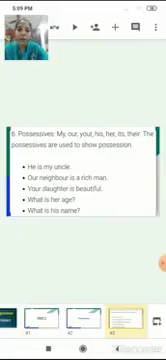Okay, now look at this example. He is my uncle. So the determiner used in this sentence is my. Our neighbor is a rich man. Our. Your daughter is beautiful. Your. What is her age? Her. What is his name? His. So all these are determiners because they show possession. The possessives are used to show possession.